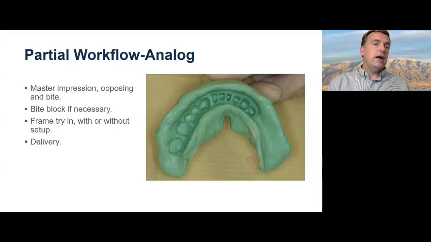So you'll start out by taking your master impression and your opposing. If you can take a bite, so for a smaller partial, you could go ahead and take a bite at this time. A lot of times you'll need a bite block for a case that's missing a lot of posterior teeth. When you're taking your impression, it's really important to use a crown and bridge type material. Don't use alginate for partials. The fit is very precise on these, and they're difficult.